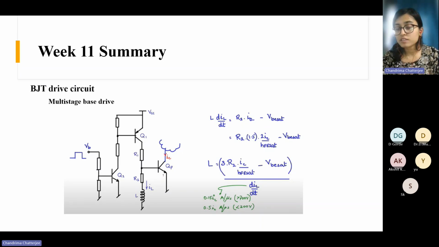So you see, when you need to turn this off, we saw that the base charge needs to be recombined. The base charge needs to be removed, then only it can block the voltage across it and go to the off condition. So then the current will flow like this. A negative current will flow. So suppose some base current was flowing when it was on, in this direction, right?